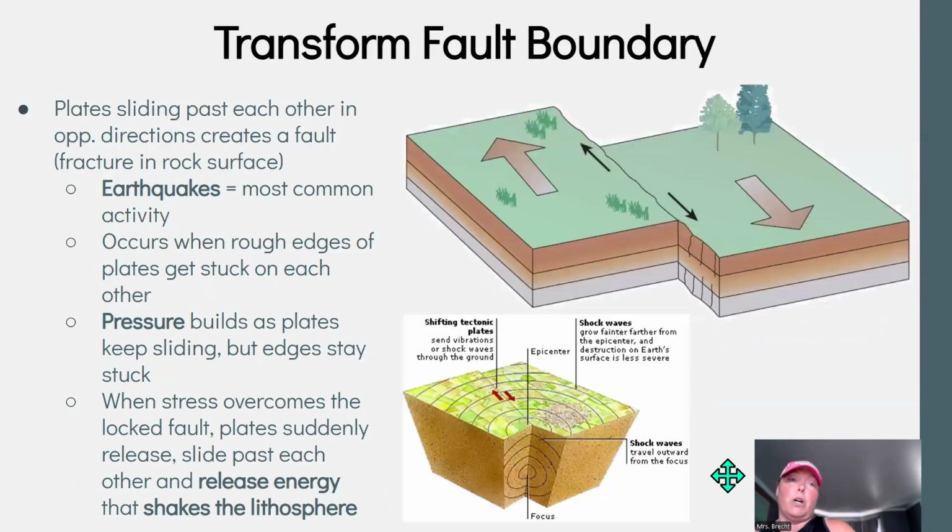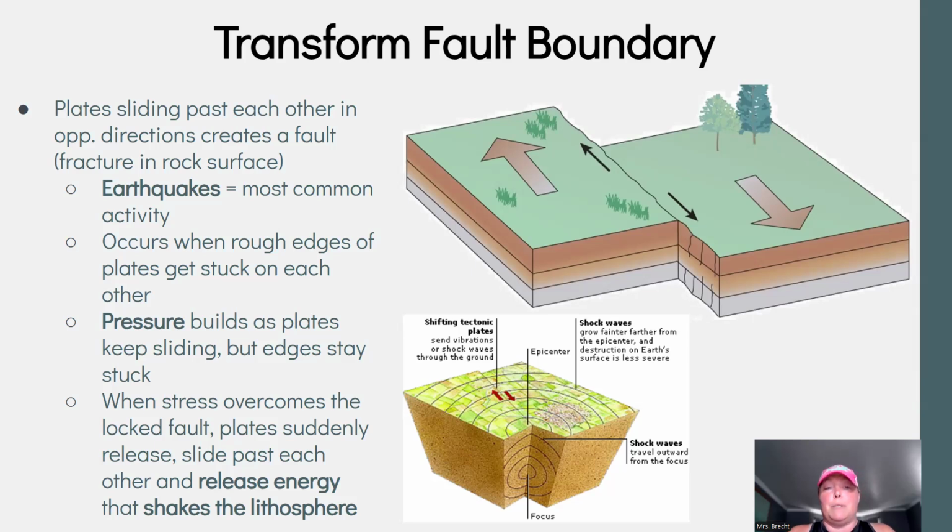Transform fault boundary we talked about. That is because those plates are sliding past each other. It creates a fracture in the surface. Earthquakes are the most common thing that happen here. And that's because, like I said, those rough edges of the plates get stuck on each other and the pressure builds.